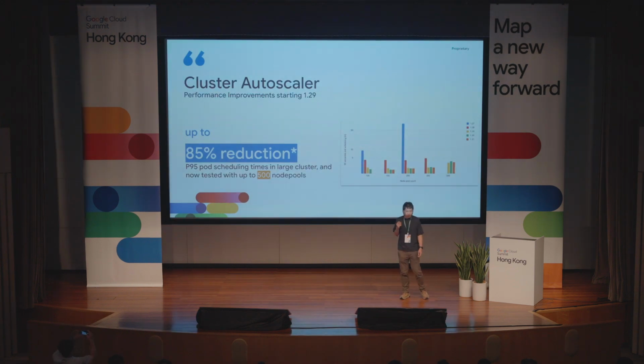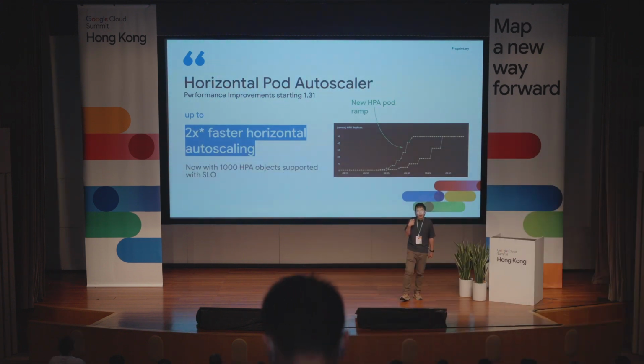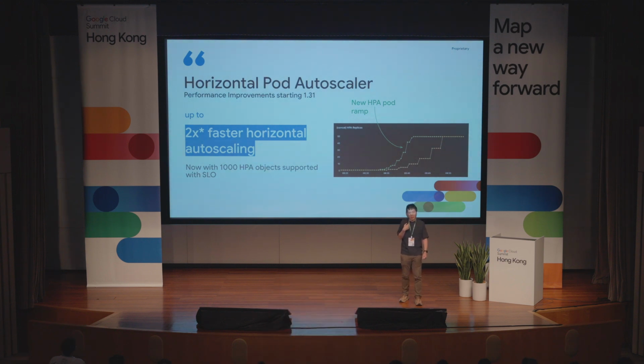The first thing we did is the cluster autoscaler. Since GKE 1.29, you are able to schedule pods with a P95 scheduling time reduction of up to 85%. It's amazing. Secondly, we made improvements on the HPA, the horizontal pod autoscaler. Starting from GKE 1.31, we were able to make it react up to 2 times faster, and you can support up to 1,000 HPA objects in the cluster.